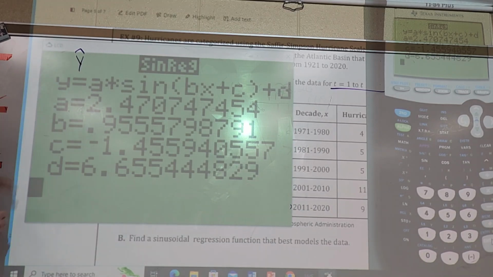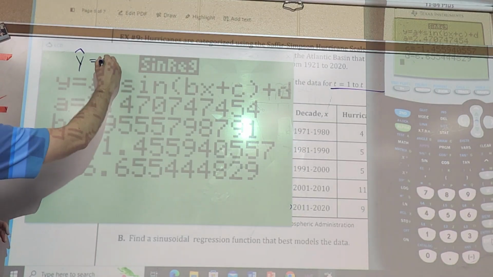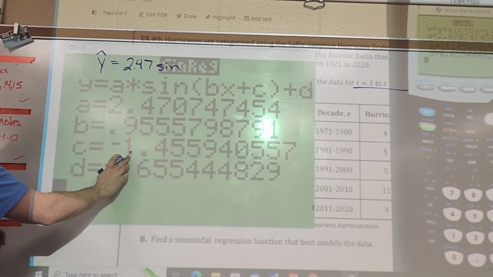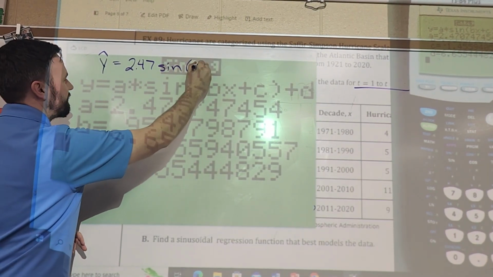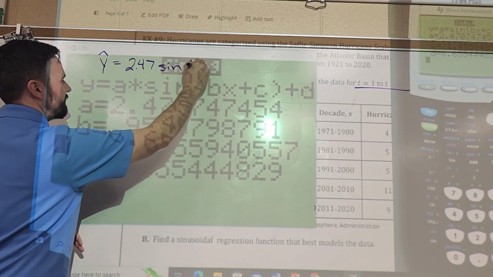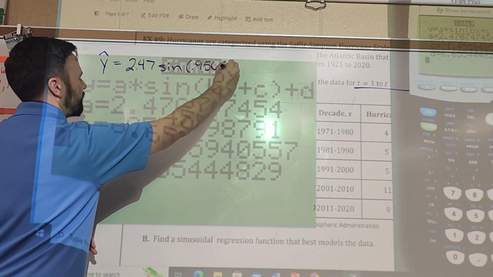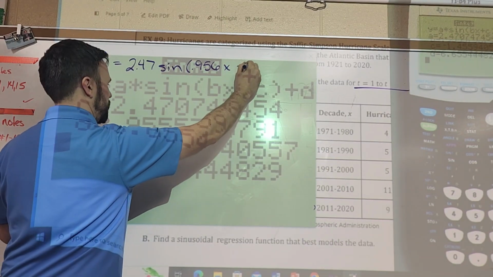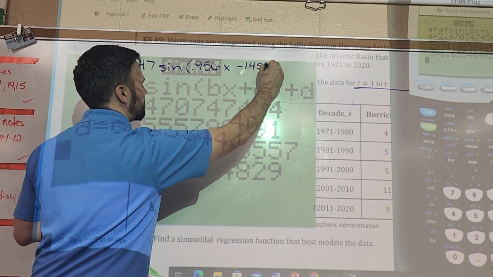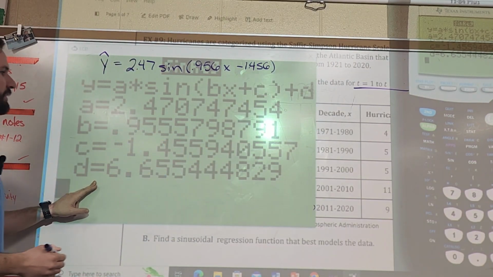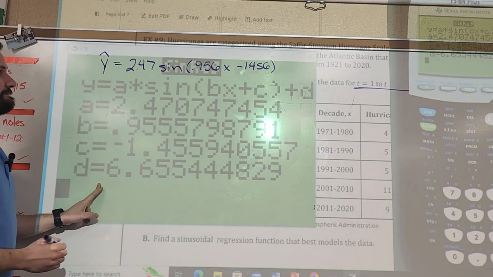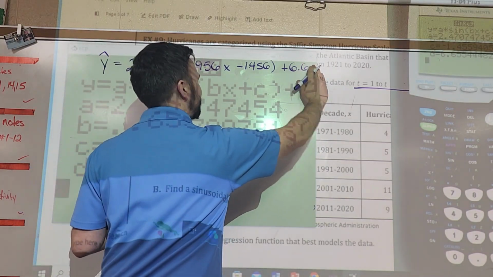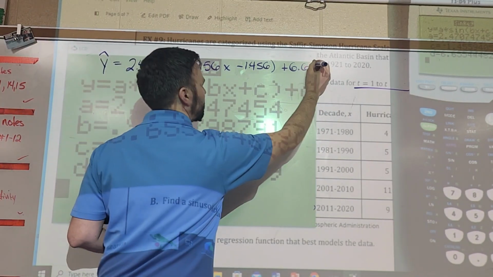Remember, Y hat equals, what's my A? 2.47 sine of 0.956, right? Let's do X plus, oh yeah, let's do minus, I agree. Minus 1.456 plus 6. Let's change that.